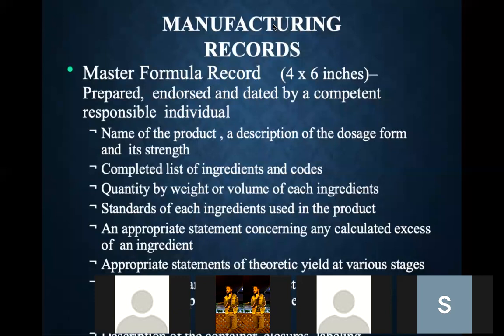You must have an appropriate statement of authority at various stages. Manufacturing and control instructions, specifications, precautions, special notations to be followed. So all these have to be recorded. Is it clear?